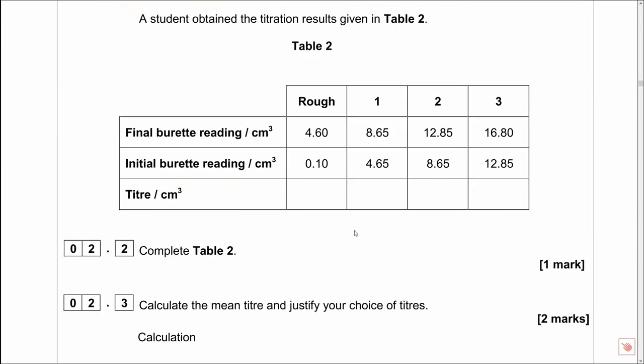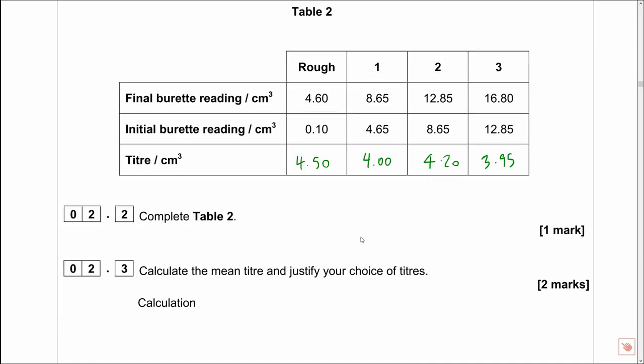So a student obtained the titration results given in table 2. Complete table 2. Okay, initial, final, so this is just going to be what? 4.5, there we go. 4.00. 4. 4.2. 3.95. Yeah, calculate the mean titre and justify your choice of titres.